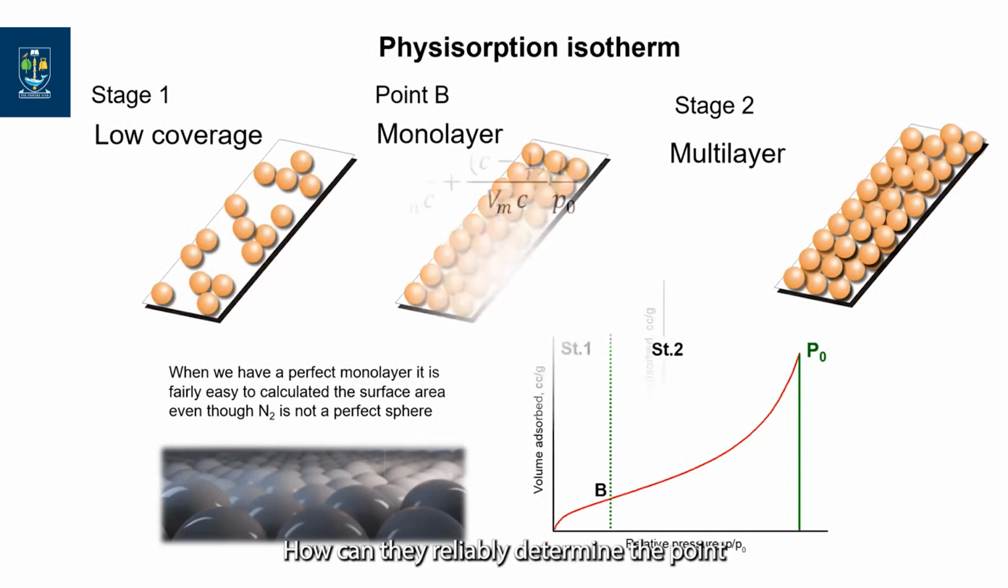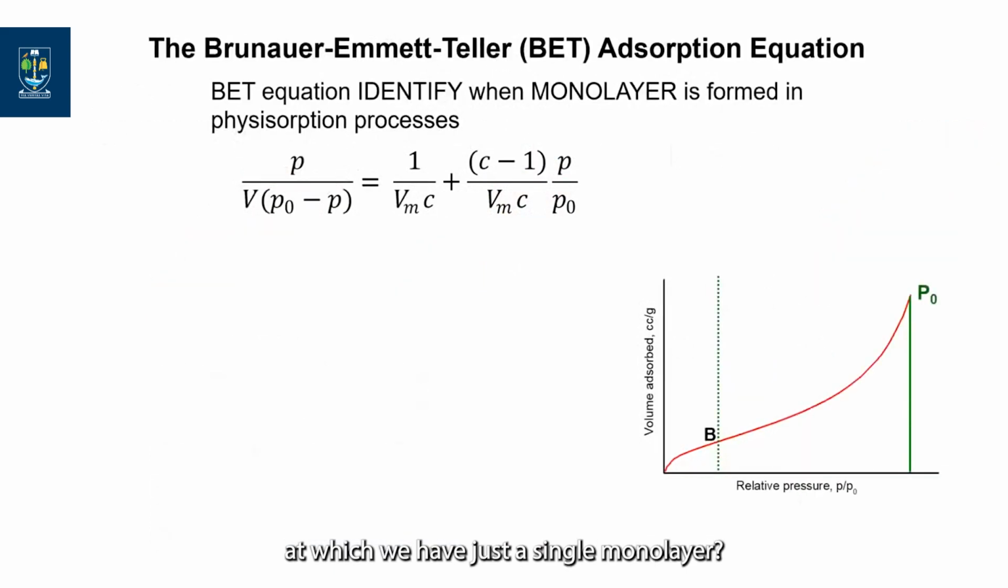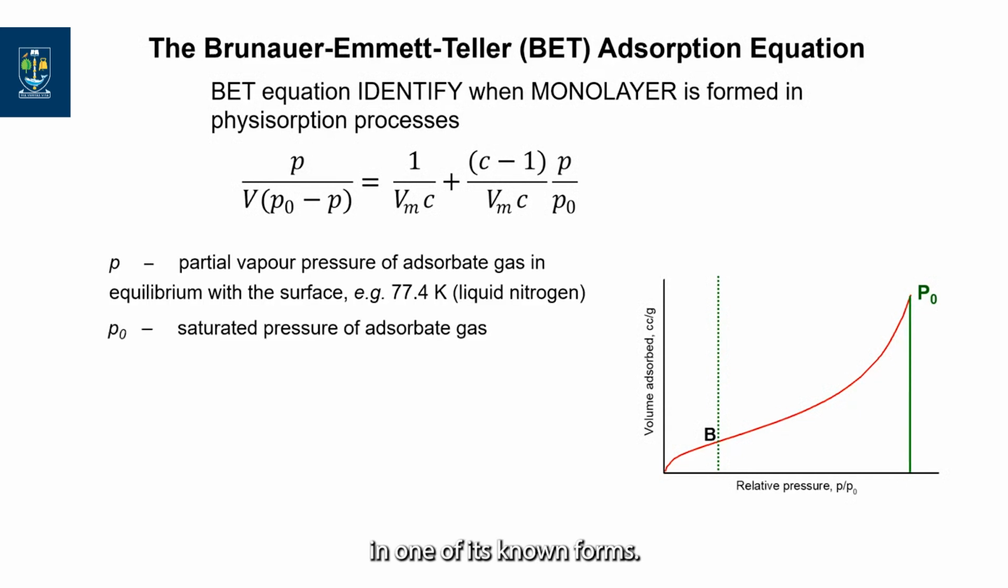How can we reliably determine the point at which we have just a single monolayer? The famous BET equation, named after its creators Brunauer-Emmett-Teller, tries to answer exactly this question. The BET equation is shown here in one of its known forms. Parameter P stands for partial pressure of the adsorbate gas, and P0 for the saturated pressure of adsorbate gas, which is the point when absolute equilibrium is reached and the adsorption can't take place anymore.